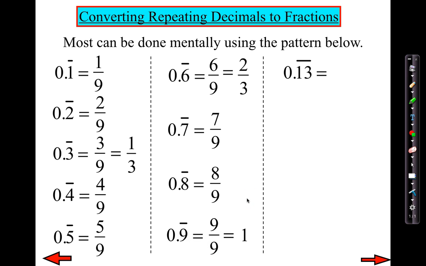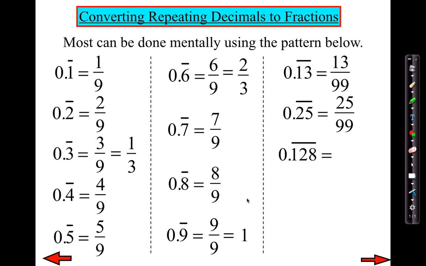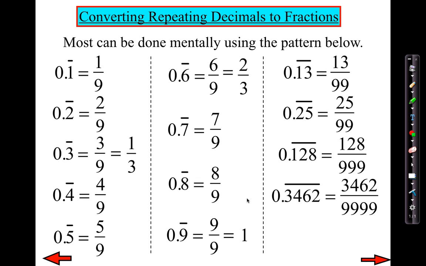0.13 repeating on the 13 is 13/99. 0.25 repeating on 25 is 25/99. 0.128 repeating on the 128 is 128/999. And here, what do you think? 0.3462 repeating on the 3462, what would that be? If you guessed 3,462/9,999, you are correct.